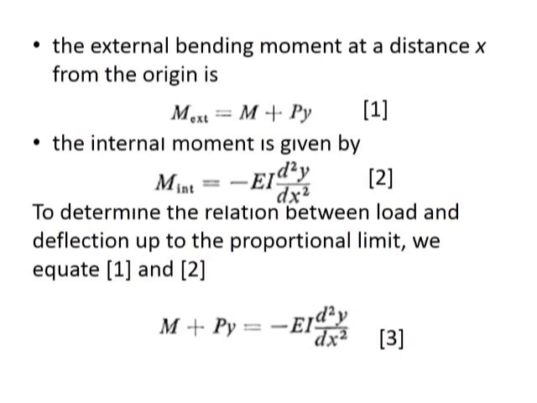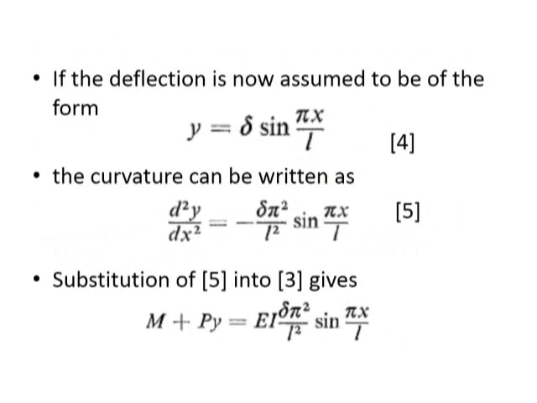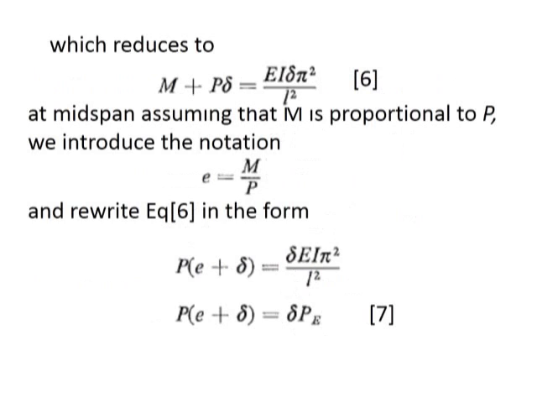To determine the relation between load and deflection up to the proportional limit, we equate 1 and 2, and we get the equation M plus Py is equal to minus EI d²y by dx². If the deflection is now assumed to be of the form y is equal to delta sine pi x by L, the curvature can be written as d²y by dx² is equal to minus delta pi squared by L squared sine pi x by L. Substituting into the above equation, we get M plus Py is equal to EI delta pi squared by L squared sine pi x by L, which can be reduced to M plus P delta is equal to EI delta pi squared by L squared at the mid-span.